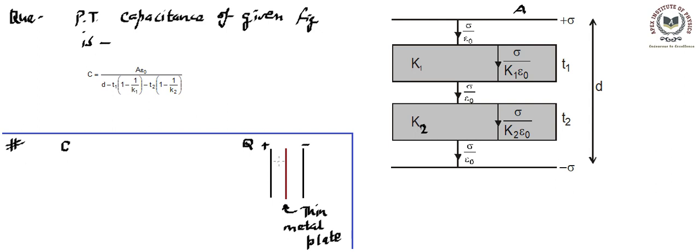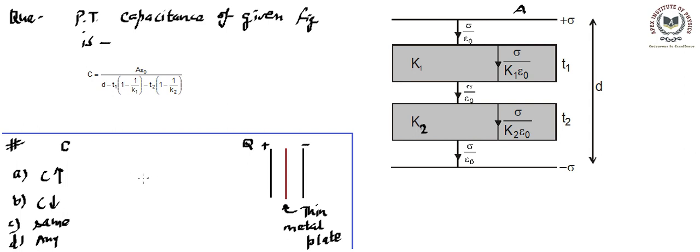So if a thin metal plate is placed between the two parallel plates of a parallel plate capacitor having capacitance C, after insertion of this metallic plate, what happens to the capacitance? You will be given four options: capacitance increases, capacitance decreases, capacitance remains same, and either of the above. So this type of options can be there.